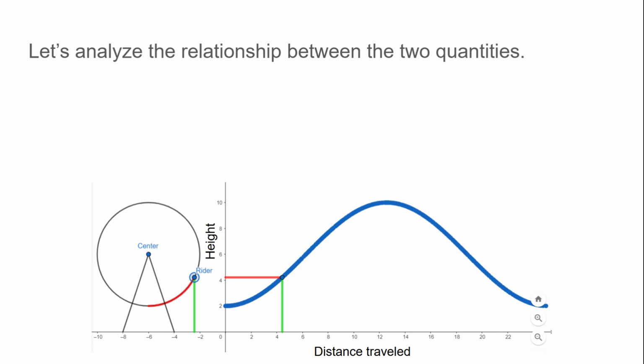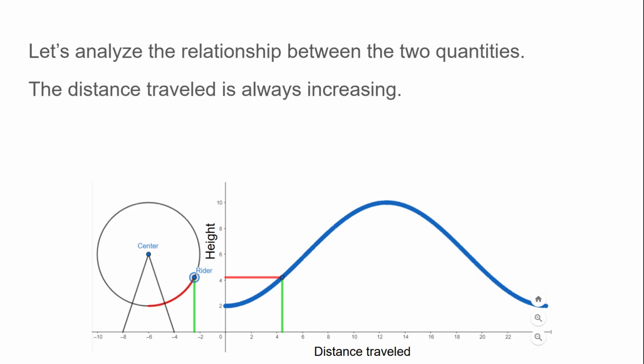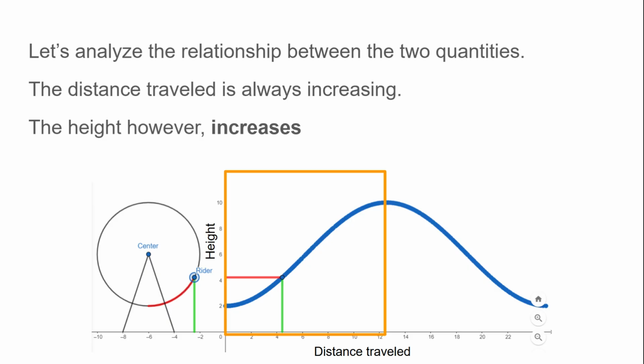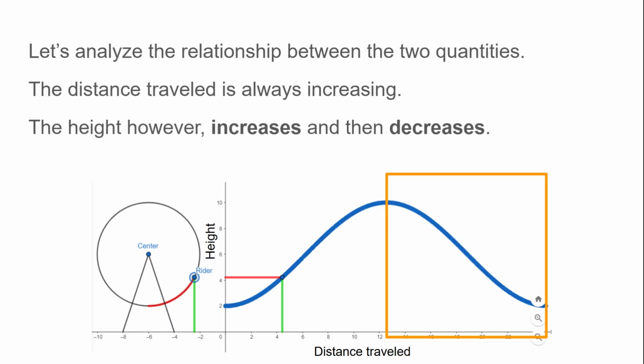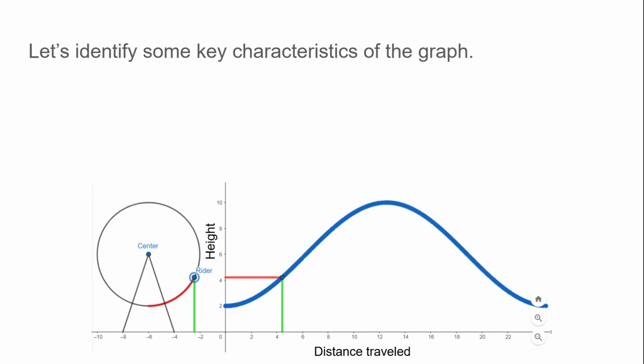Let's analyze the relationship between the two quantities. The distance traveled is always increasing because we're going around and around the Ferris wheel. The height, however, increases at first as the rider goes from the bottom to the top, and then decreases as the rider goes from the top to the bottom. Let's identify some key characteristics of this graph.